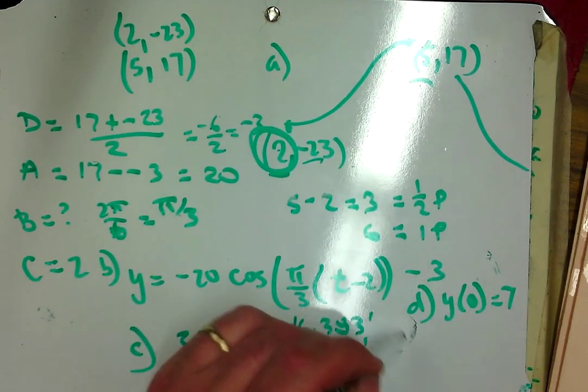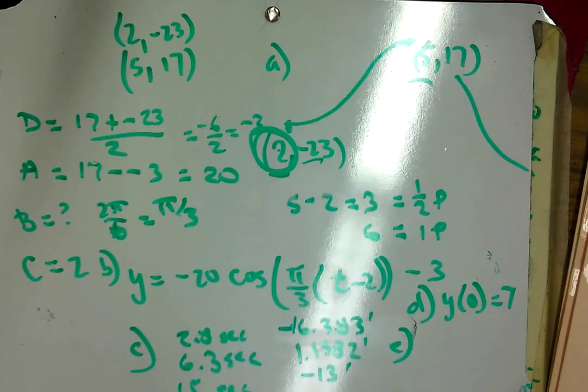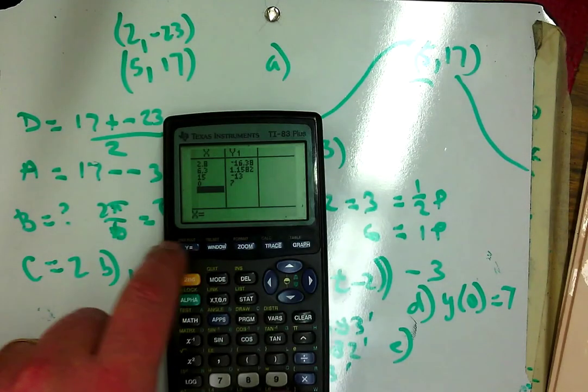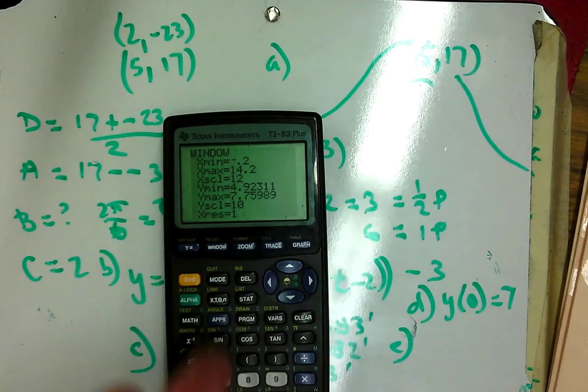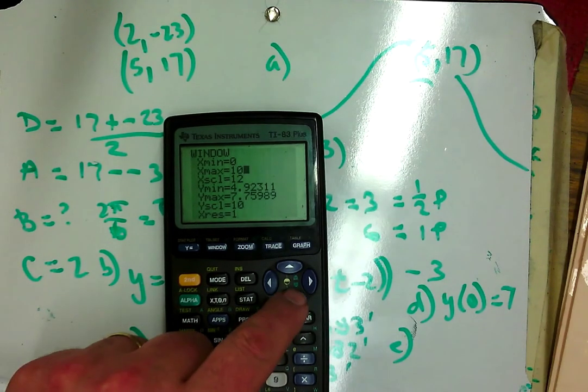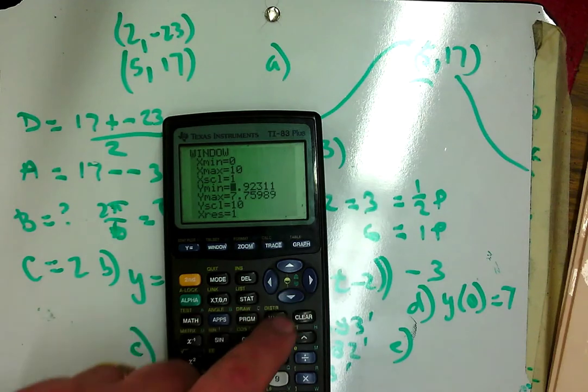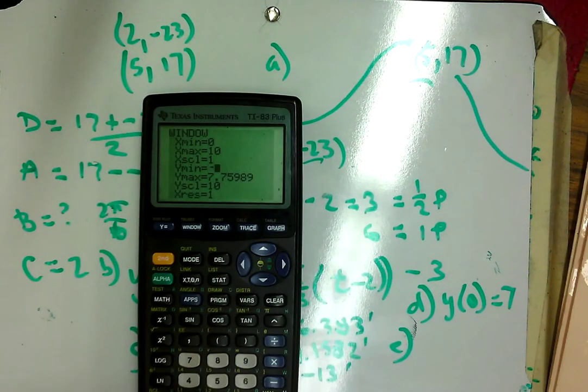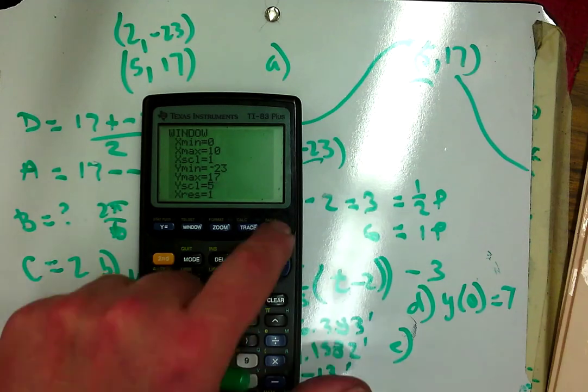And part E, find the least positive value for which Tarzan is directly over the riverbank, i.e. y equals 0. So if I look at a graph of this, and I do need to change the viewing window, 0 to 10, steps of 1, and the y minimum was -22, and the y maximum was positive 17, steps of 5.